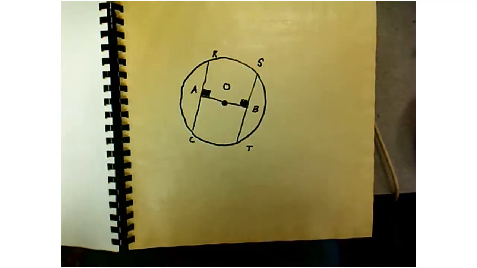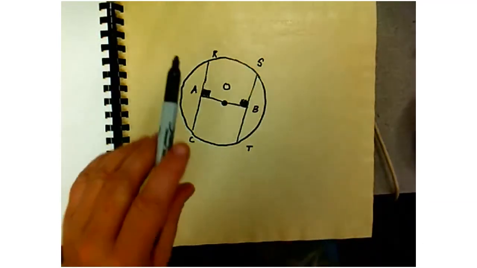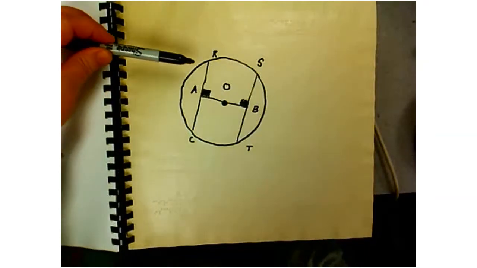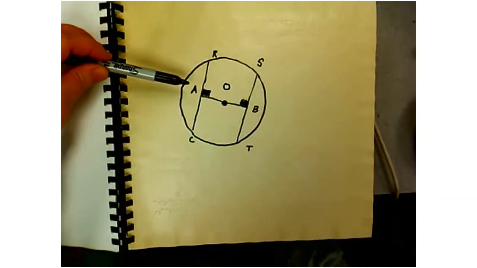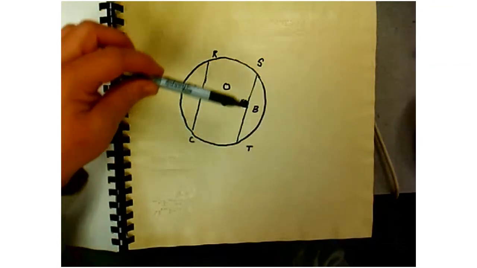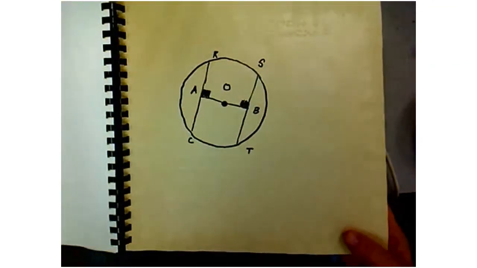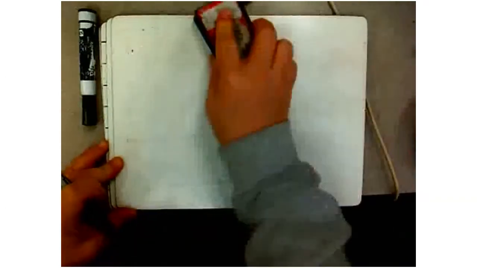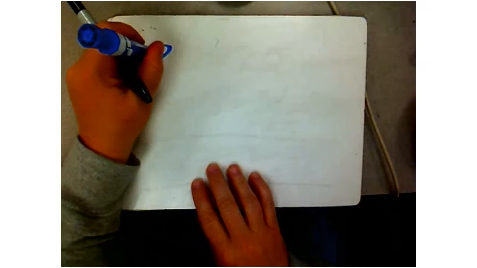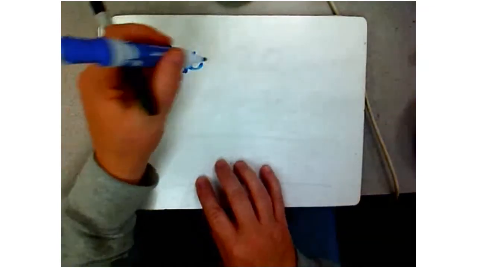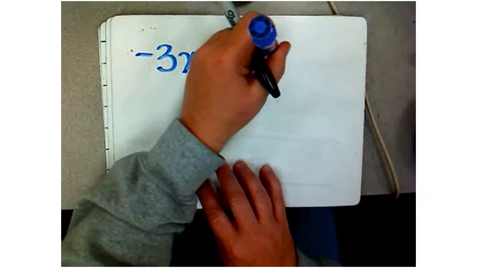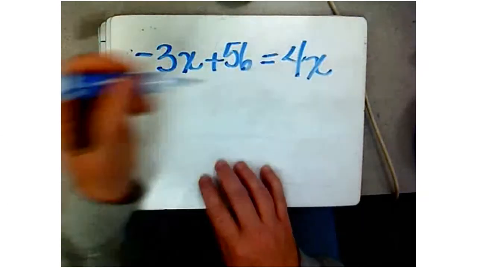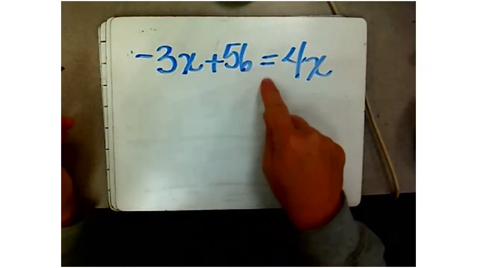All right, so it says if CR equals negative 3x plus 56 and ST equals 4x, find x. So we're just going to do what? Make them equal to each other. No problem. Piece of cake, right? So we just got to be careful with our negatives. That's where it gets tricky. So we have negative 3x plus 56 equals 4x.